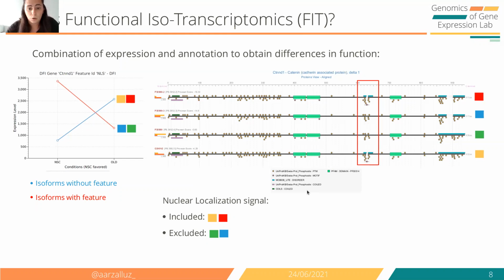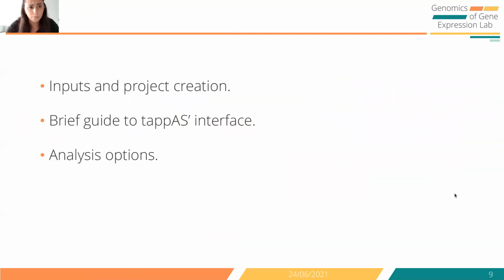Once we have these notions of what TappAS is actually for, I'm going to move on to describing how the application, the proper software, actually works. I'm going to give you a brief description of what TappAS inputs are, right? What files do you need to get TappAS to work? A quick guide to the application's interface, and then I'm going to move on to describe the different analysis options that are available in TappAS.